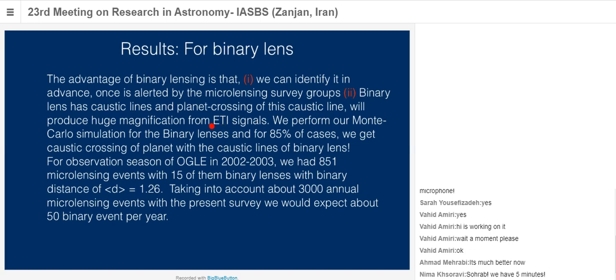And the planet with the advanced civilization will cross these caustic lines. If we perform our Monte Carlo simulation for the binary lenses, for 85% of cases, we get caustic crossing of the planet with the caustic lines. And that's very interesting. For each year, we have 3,000 microlensing events, and we expect that for 50 of them, we can detect caustic crossing of a binary ETI with the caustic lines of the binary lens.